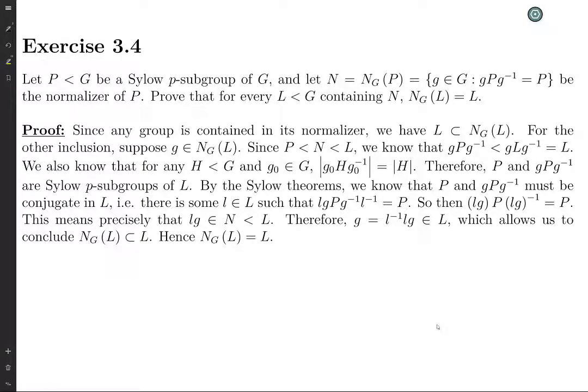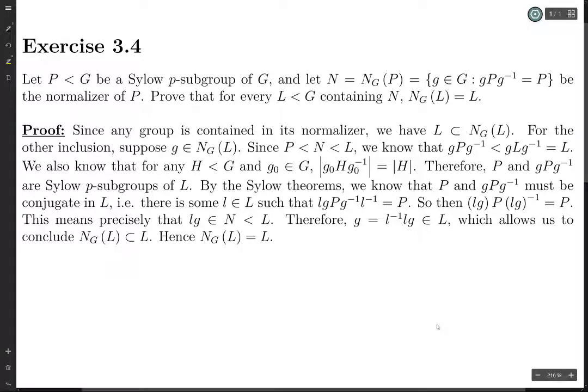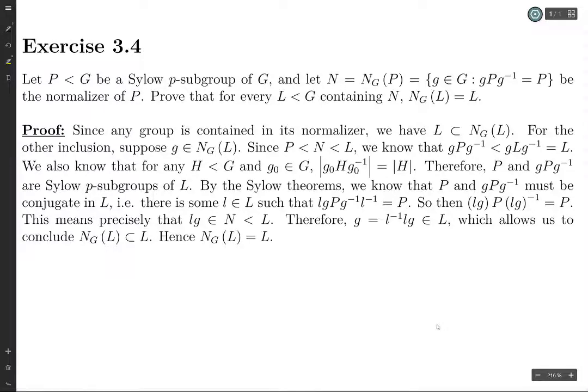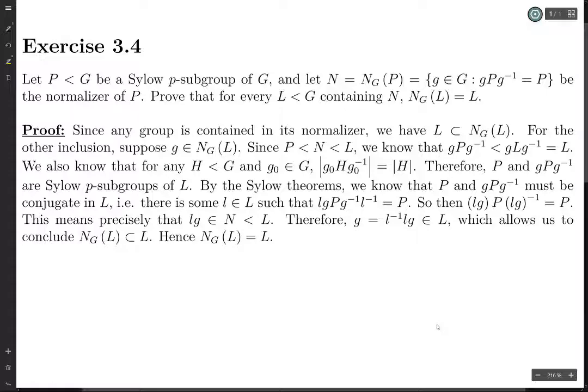Alright, here's sort of a shorter problem, but still an interesting one. We've got a Sylow P subgroup of G, and we have its normalizer. Of course, the normalizer of P in G, we're just going to call it N for short. It's just the elements g such that gPg inverse is equal to P.